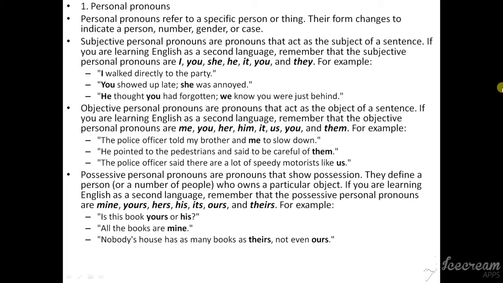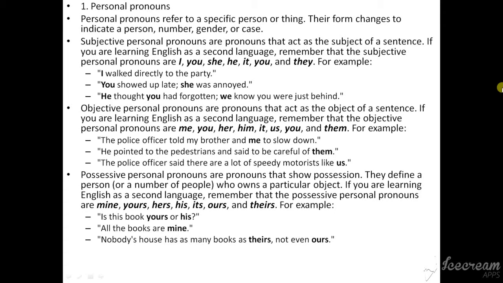Now, the third type of personal pronoun is possessive personal pronouns. Possessive personal pronouns are pronouns that show possession. They define a person or a number of people who own a particular object. If you are learning English as a second language, remember that the possessive personal pronouns are mine, yours, hers, his, its, ours, theirs. For example, is this book yours or his?